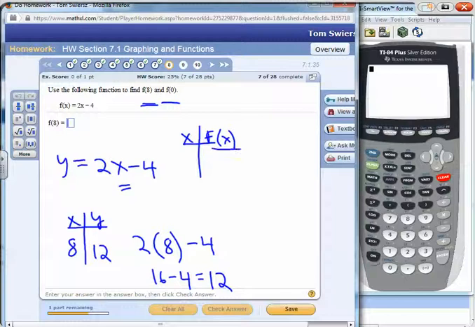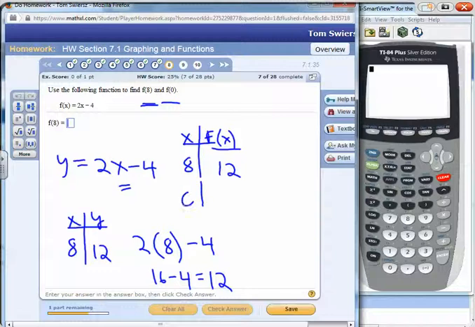So again, x is 8. You put in 8 wherever there's an x. So it's the same math. What we just did is you just put in 2 times x, 8 minus 4. 16 minus 4 is 12. So the f of x is 12.